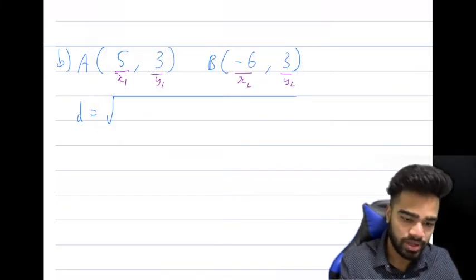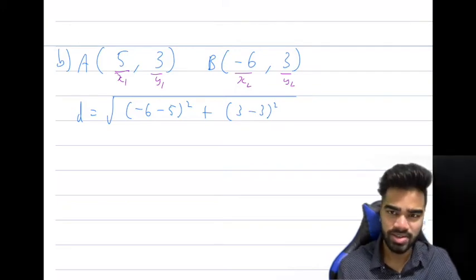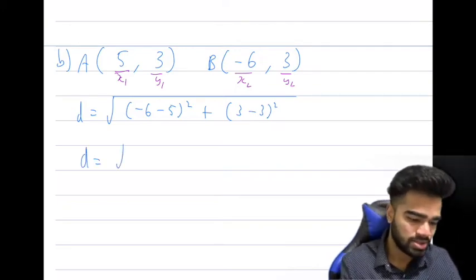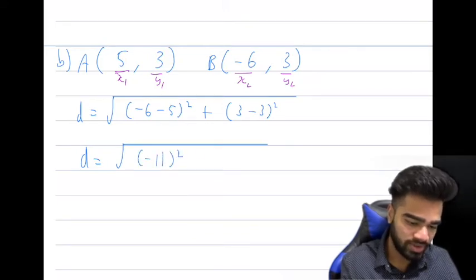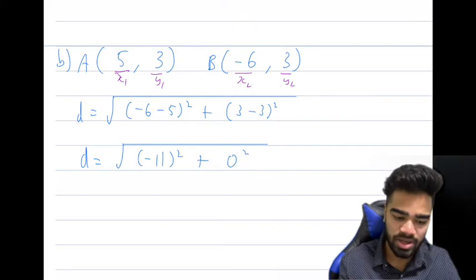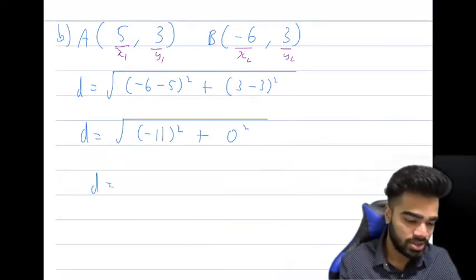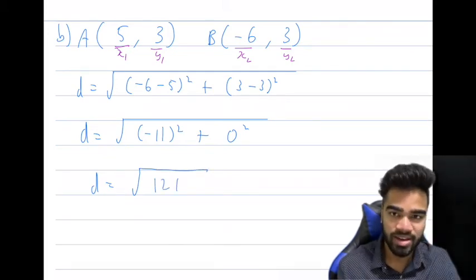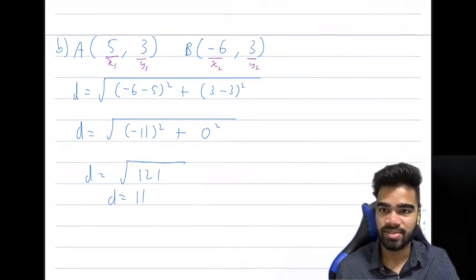It's going to be x2 minus x1 squared, so negative 6 minus 5 squared, plus 3 minus 3 squared. 3 minus 3, that's a bit weird, but we'll see what happens. So d is equal to square root of negative 6 minus 5 is negative 11 squared, plus 3 minus 3 is 0, 0 squared, so it's gone. That's okay, it can happen. So d is going to be, 11 squared is 121, and then square root of 121 is 11. So distance is 11, simple as that.